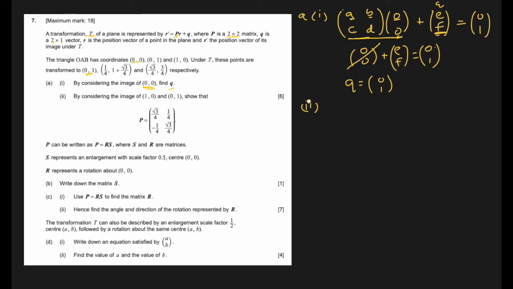Number 2. By considering the image of 1, 0, which is this one, and 0, 1, show that P is this. Okay, so let's use 1, 0 first. A, B, C, D. And this time we have 1, 0 first. So 1, 0 plus E, F. Now we know Q, which is 0, 1. So we will write 0, 1. We will not write E, F anymore. And the image of 1, 0, which is the last one, is square root 3 over 4 and 3 over 4.